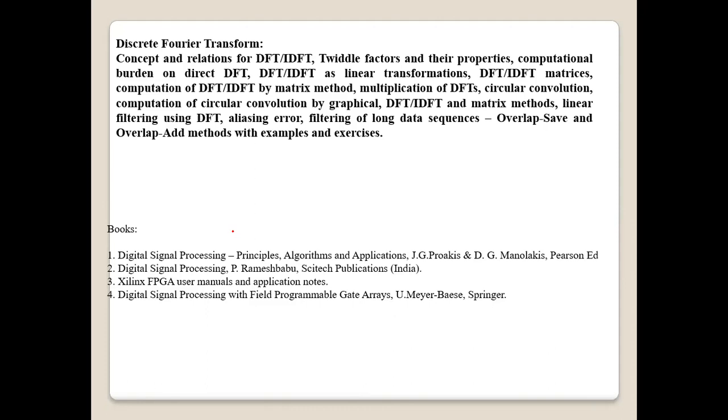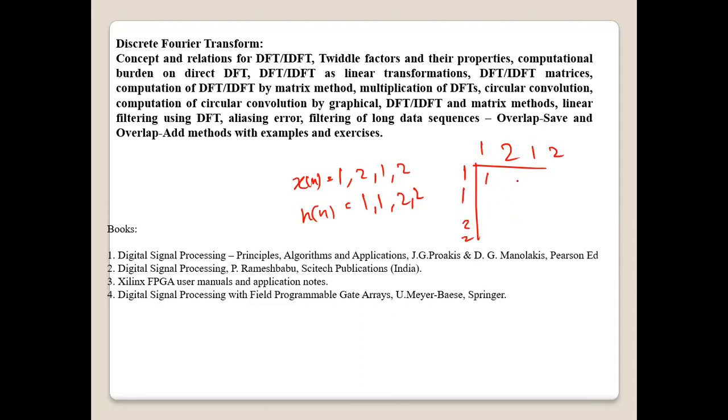So I will just give some examples. Suppose x(n) is 1, 2, 1, 2. h(n) is 1, 1, 2, 2. And using this, you remember 1, 2, 1, 2 and 1, 1, 2, 2, the add multiplication method, we can solve the problem.